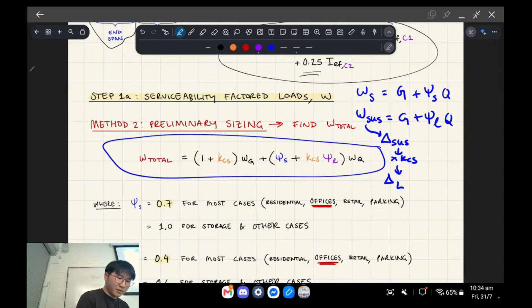So instead of doing all of these intermediate steps, what we can do, which is useful for when we're doing preliminary sizing, is we can just combine all this loading into a total load, right? So this was for delta S, sorry. This was for delta S. This is for delta L. We know that delta total is delta S plus delta L.